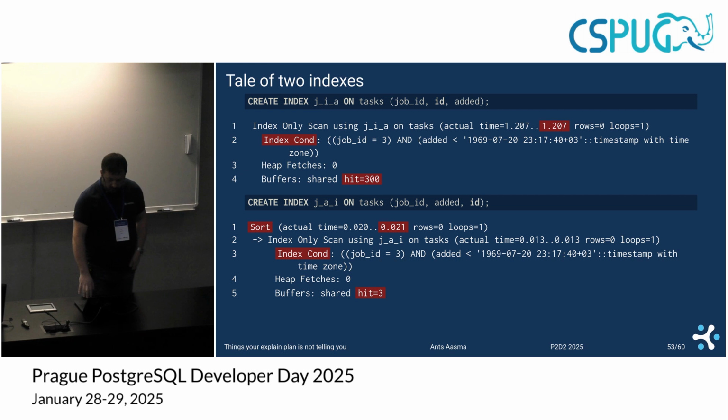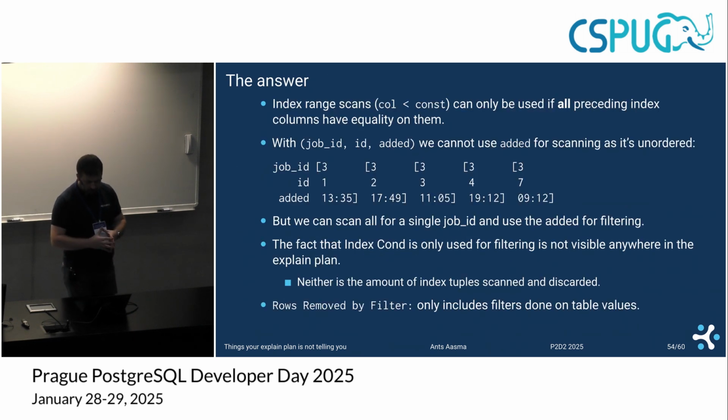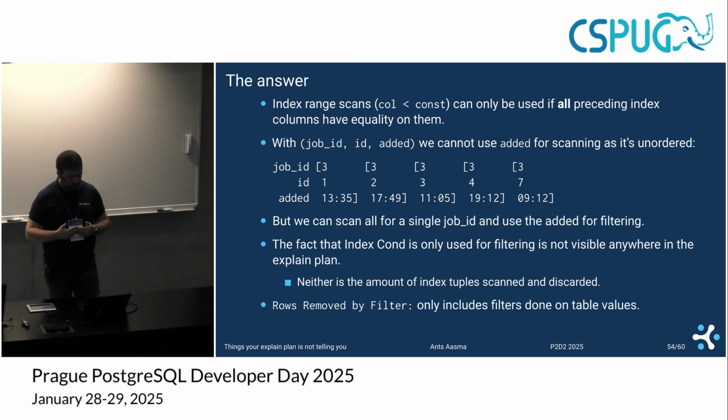And so what's going on here is that we have to understand the order in which data is stored in the index to see how it is being used. So if we are doing an index range scan, which basically means that we are looking for a range of values. In this case, it was based on the timestamp column, where we are comparing the column with an inequality to a constant value.